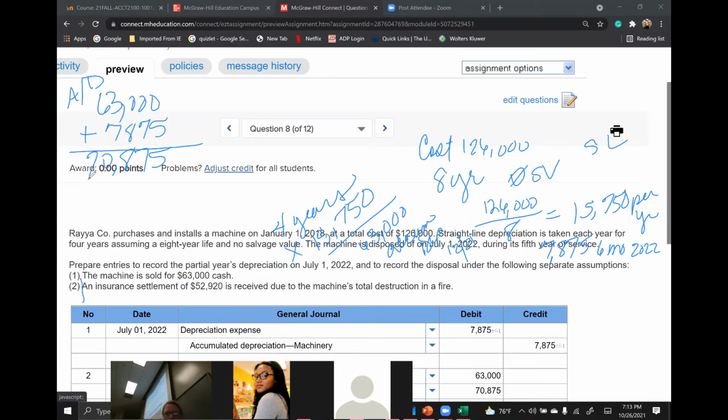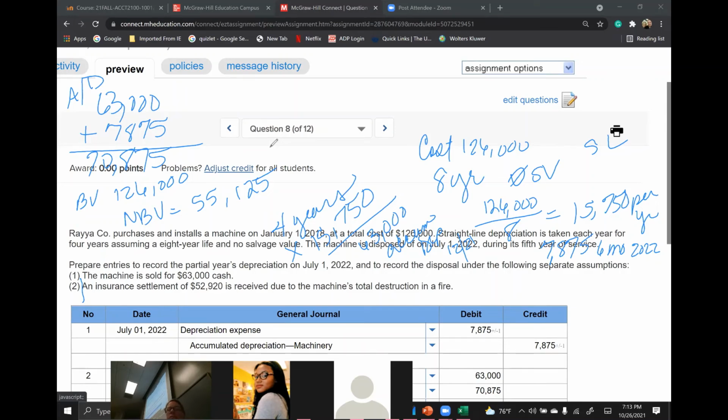Okay. That's the accumulated depreciation. And then the book value was 126. So what's my net book value? So I gotta take the 126 less the accumulated, which is the 70,875. So my net book value should be 55,125. All right. So it tells us to record the disposal under number 1.